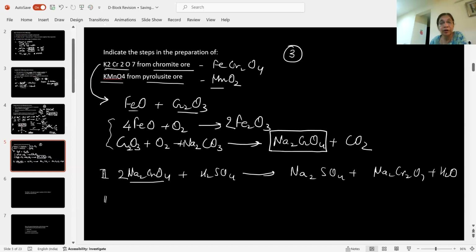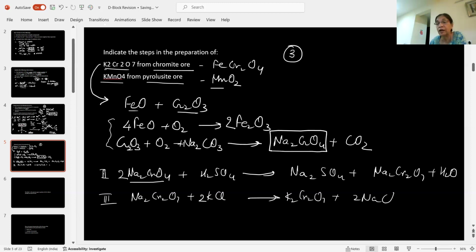And the third step here is easy: Na2Cr2O7 plus potassium chloride, right? It will change into K2Cr2O7 plus 2 NaCl, and then by fractional crystallization, you will get potassium dichromate, which is less soluble than sodium chloride. So sodium chloride will remain in solution and potassium dichromate will crystallize out. So these three reactions are important in preparing potassium dichromate.